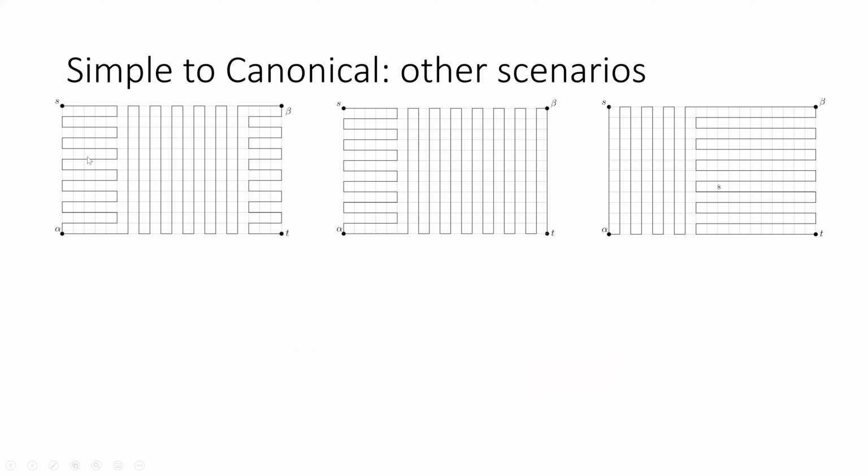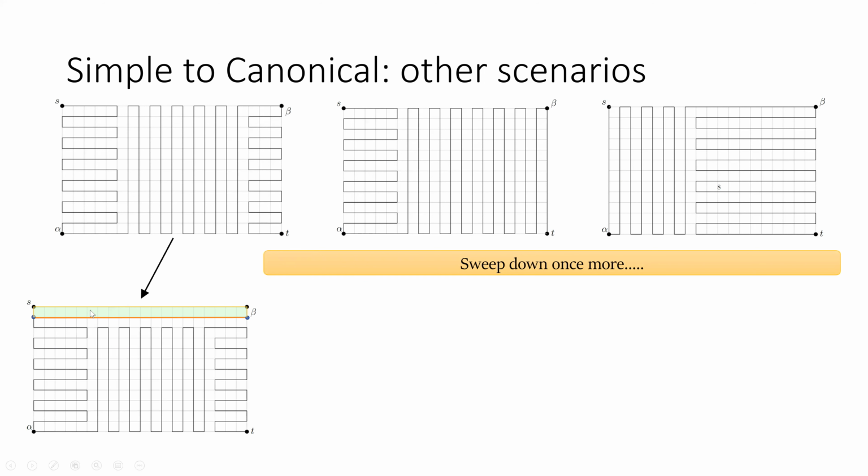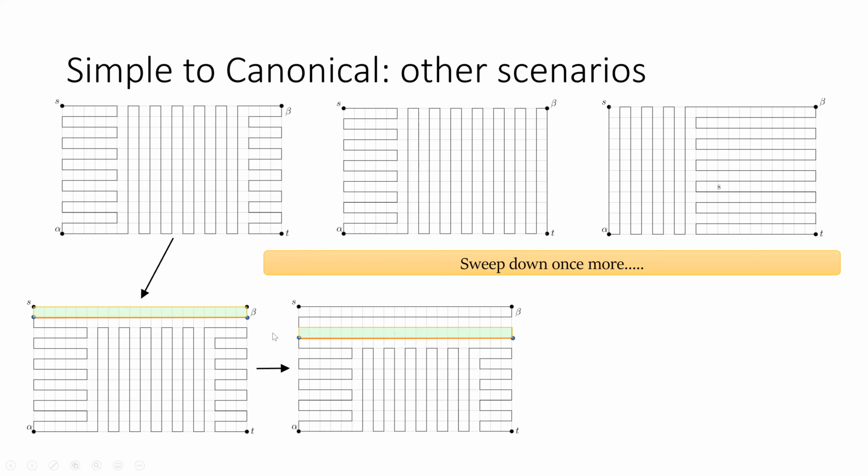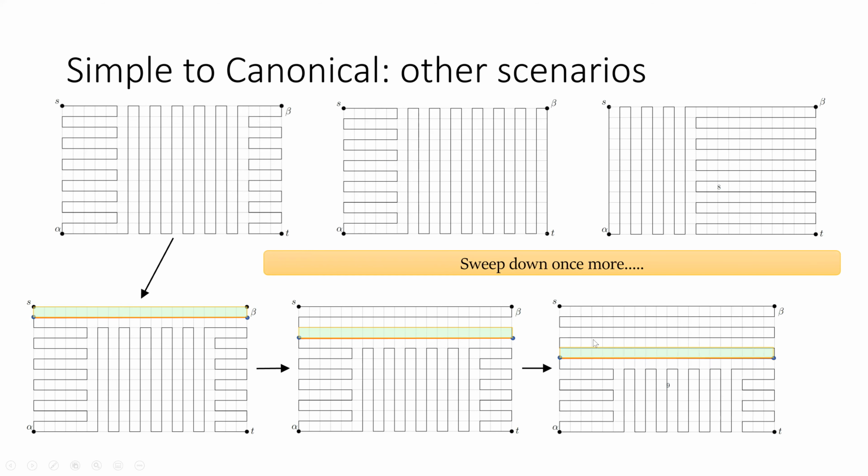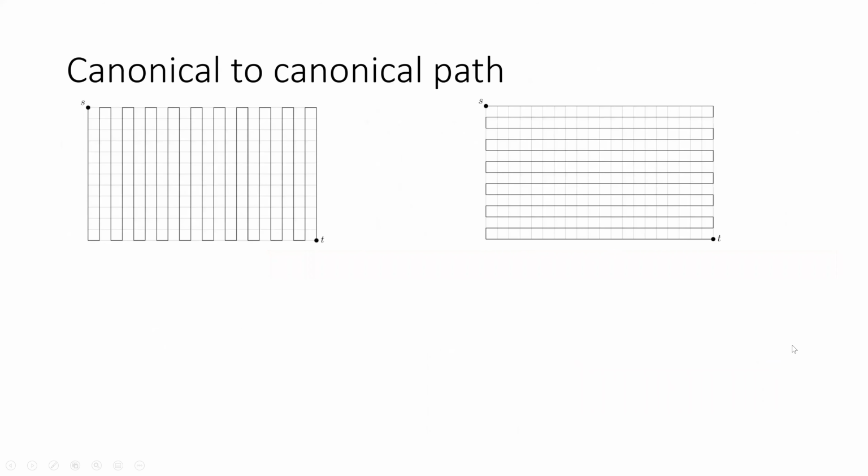So we may have west cookies and east cookies both, or just west cookies or just east cookies, and in this case we have to do one more sweep down starting from row 1, and we have to sweep all the way from the west. The zip line should extend all the way from the west to east boundary, and then we do the zip and sweep 2 rows down and do the zip again, and in this way we are going to get finally to the canonical path that we aimed for.